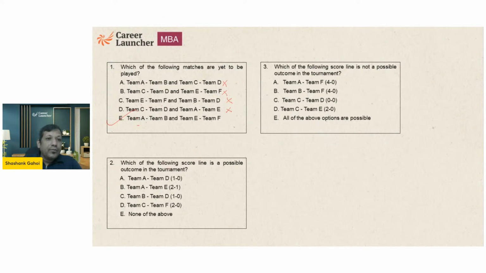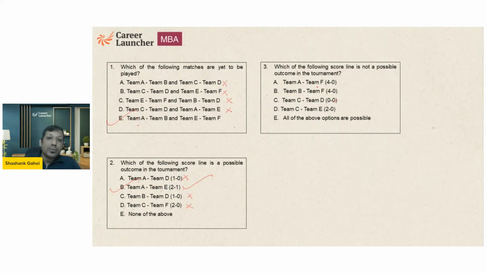Okay. Which is the scoreline that is possible in the tournament? AD 1-0, definitely not. AE 2-1, that is true. BD 1-0, no. C and F 2-0, no. So the answer to this question is directly going to be option B.